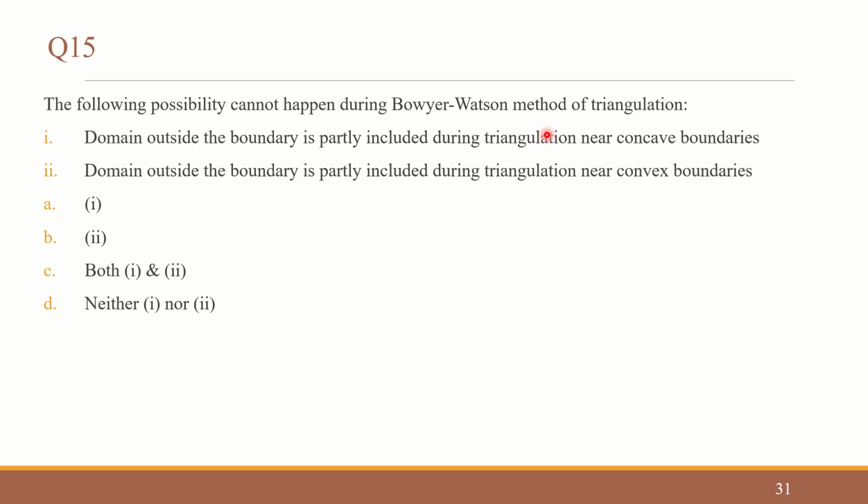So now we are again back to talking about the Bowyer-Watson method of triangulation, and two statements are given. First one is that the Bowyer-Watson method of triangulation includes domain outside the boundary partly near the concave boundaries and near convex boundaries. So the thing is, for concave boundaries it can include, but in convex boundaries it cannot include domain outside the boundary partially.